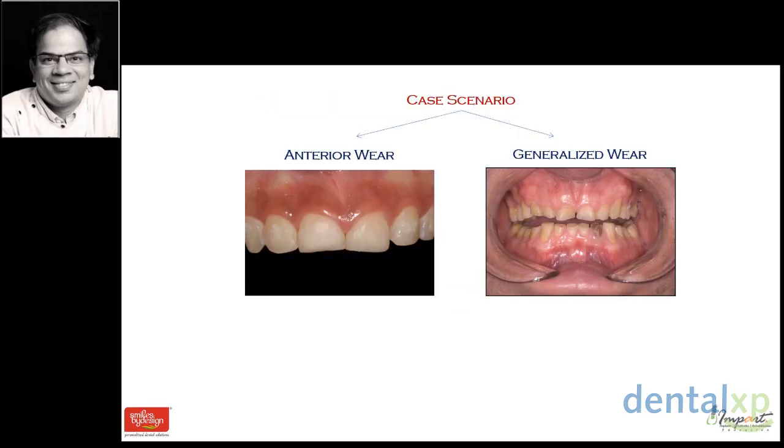Now, when you look at clinical cases, there are two types of these cases that we will see. There are ones with anterior wear only, and sometimes you'll see cases with generalized wear. The protocols for them differ. So when you're looking at anterior wear, you'll first want to deprogram the patient and relax the muscles to find the harmony between MIP and CR.